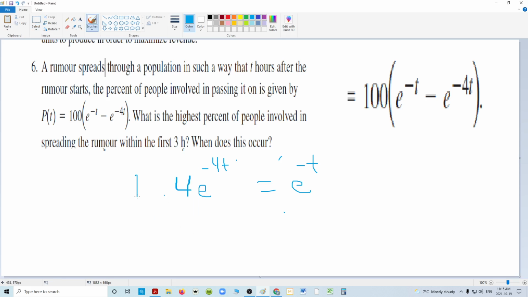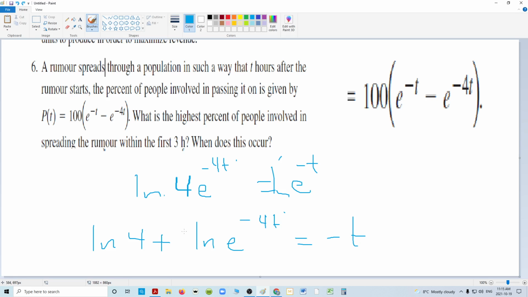We take a ln of both sides, we have to use the product rule here. So you get ln of 4 plus ln of e to the minus 4t, and that's where a lot of people go wrong. And over here, ln of e to the minus t, you just bring the minus t down, times ln of e. Ln of e is just 1. So far so good.